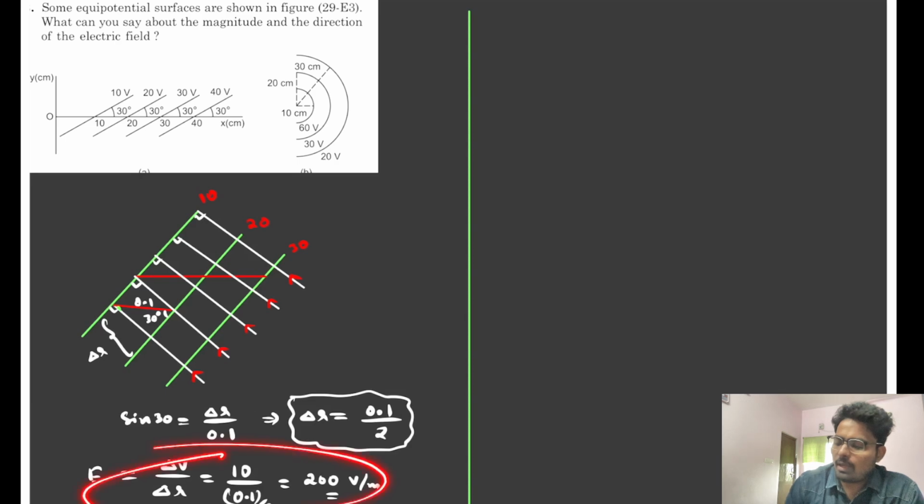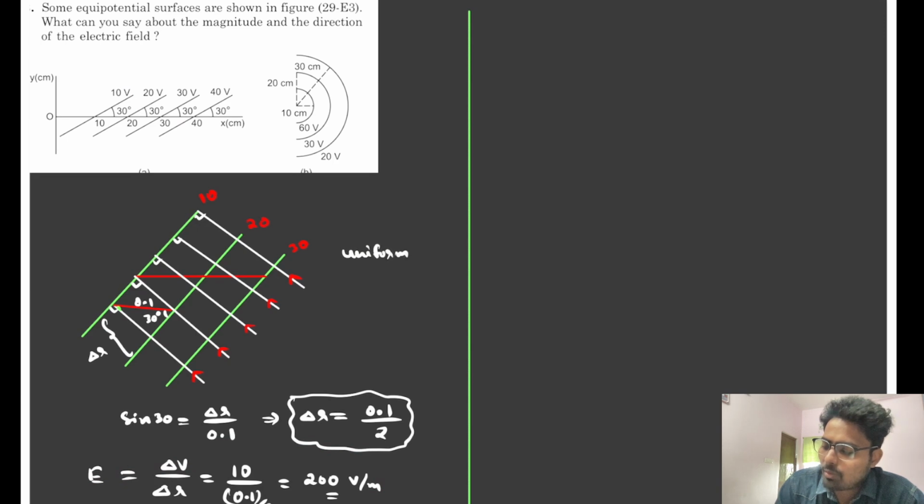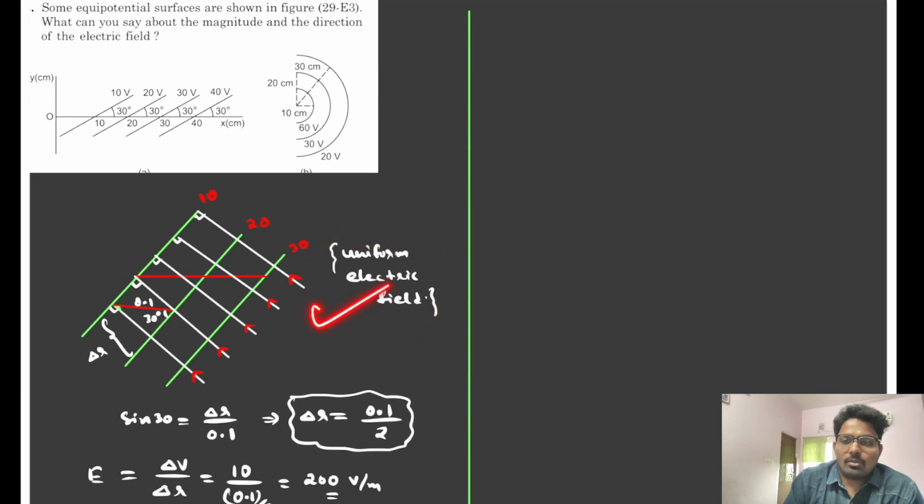So this is the value of electric field, and you're going to get a uniform electric field. In case of a planar equipotential surface, what type of electric field are you going to get? Uniform electric field. Okay, so fine, that's done.